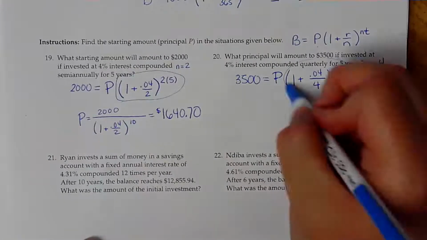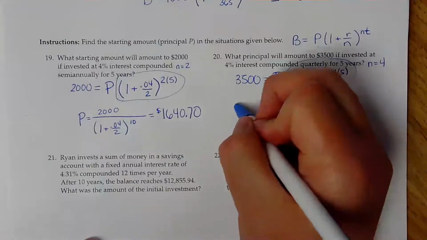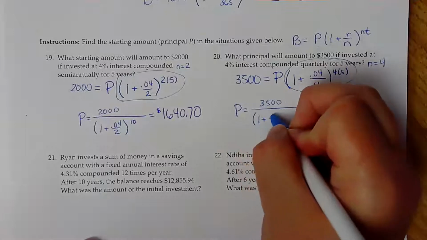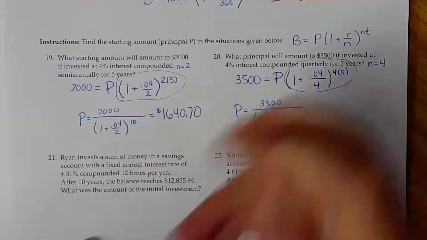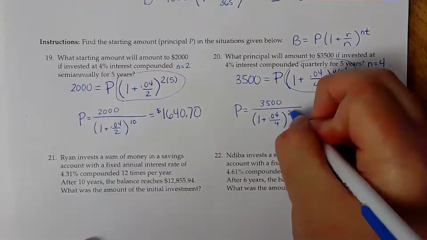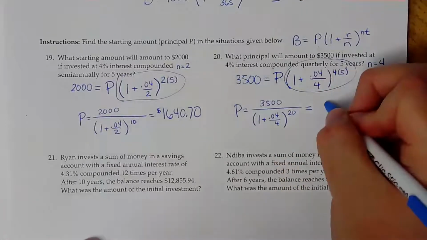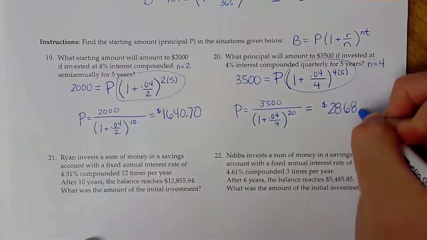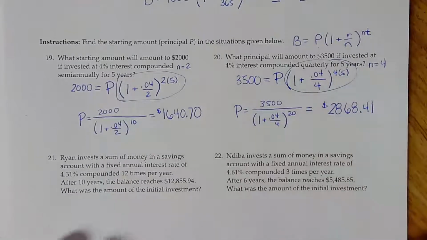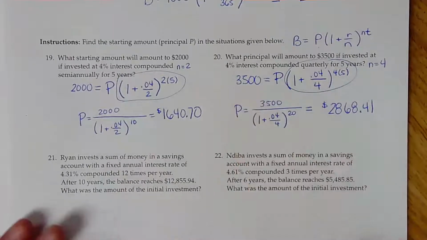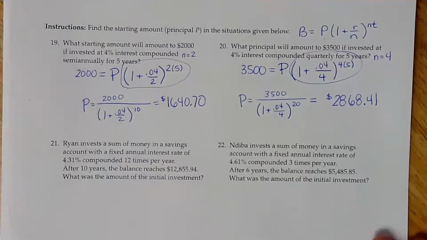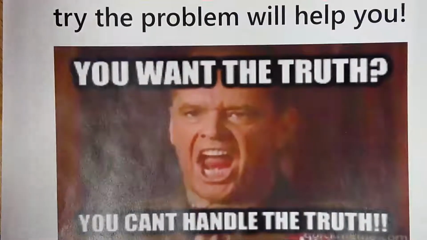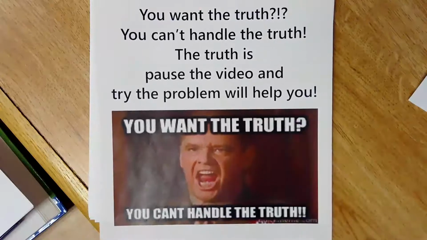And I'm just going to do the same thing as before. I'll divide this over to the other side. So I know that P is 3,500 divided by 1 plus 0.04 divided by 4 raised to the 20th power here. When I number crunched that, I got that I needed to put in my account $2,868.41. If I do that and wait those 5 years, I'll end up with the $3,500 that I was looking for. All right, I would love for you to try 21 and 22 on your own. So go ahead and pause the video, give those a try, make sure you feel comfortable solving for P there.